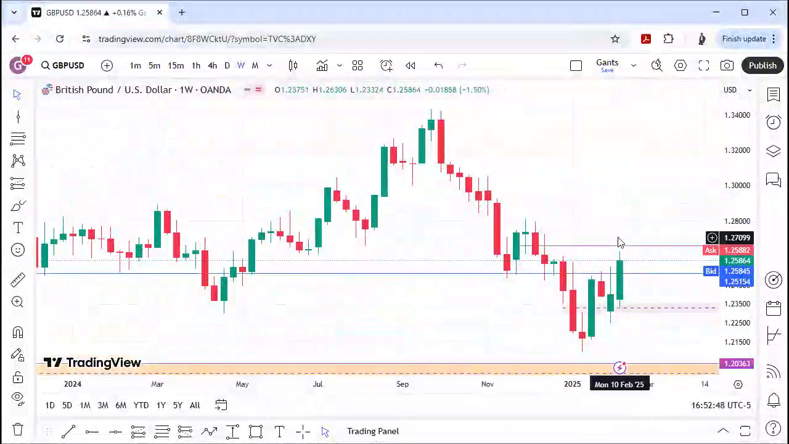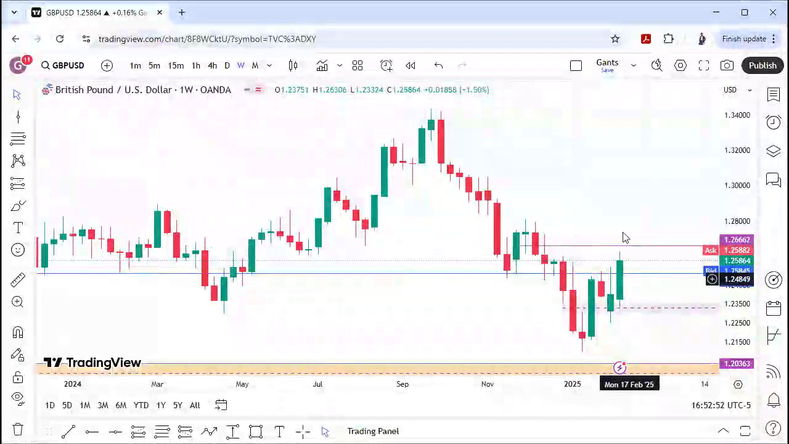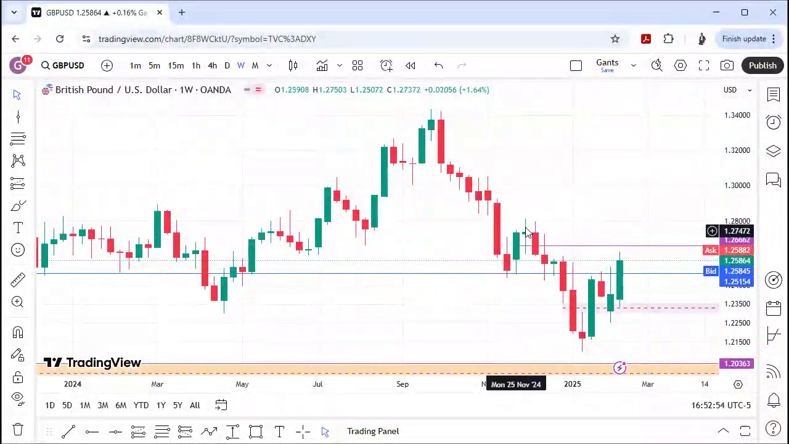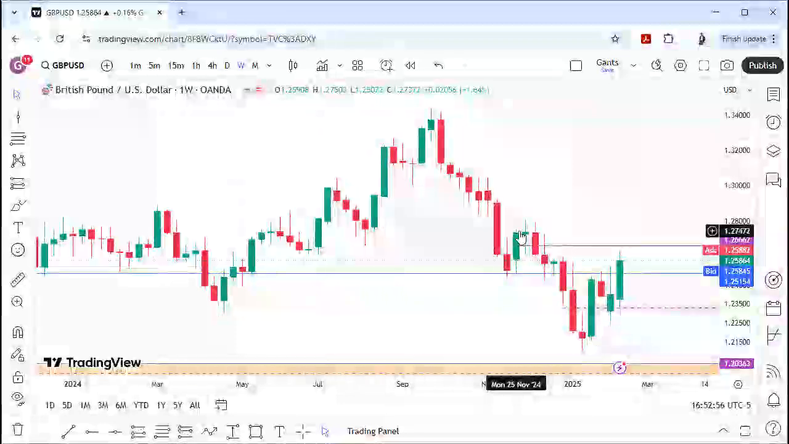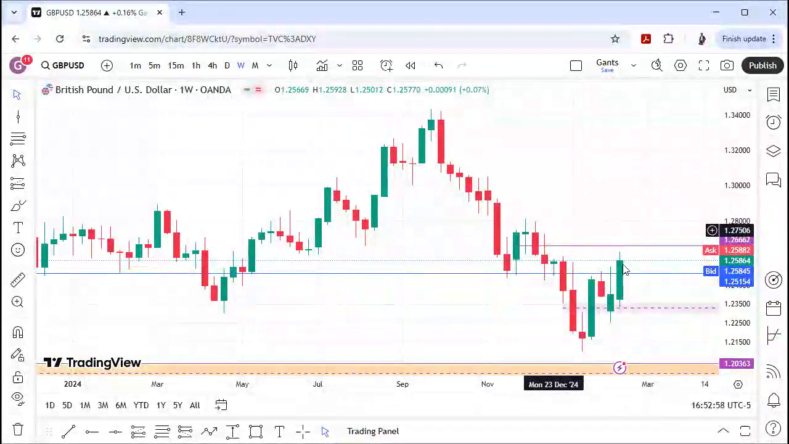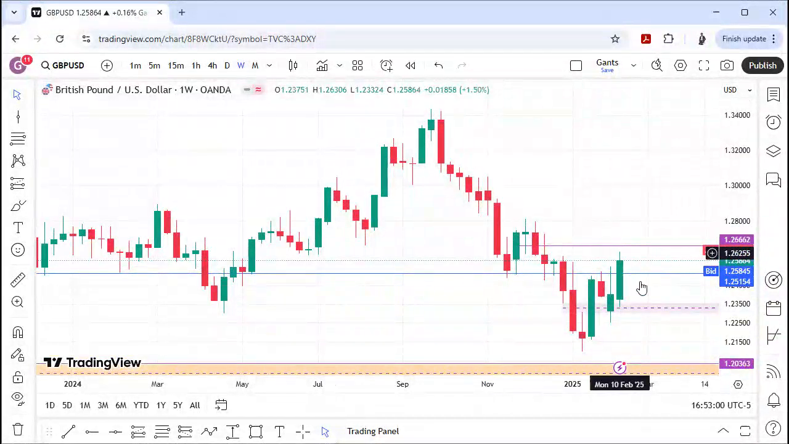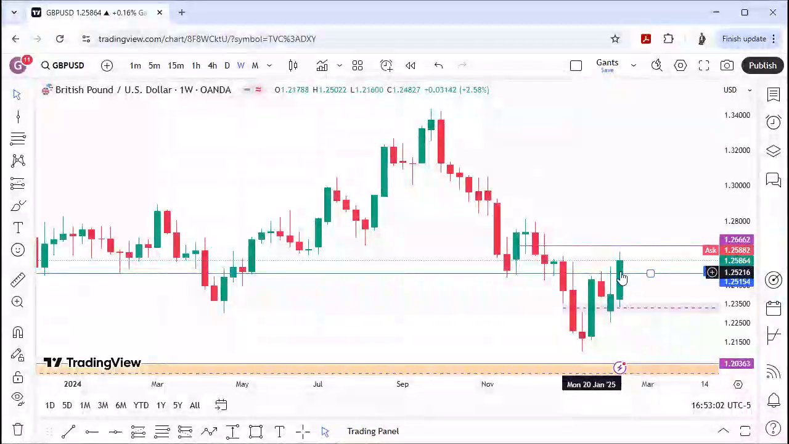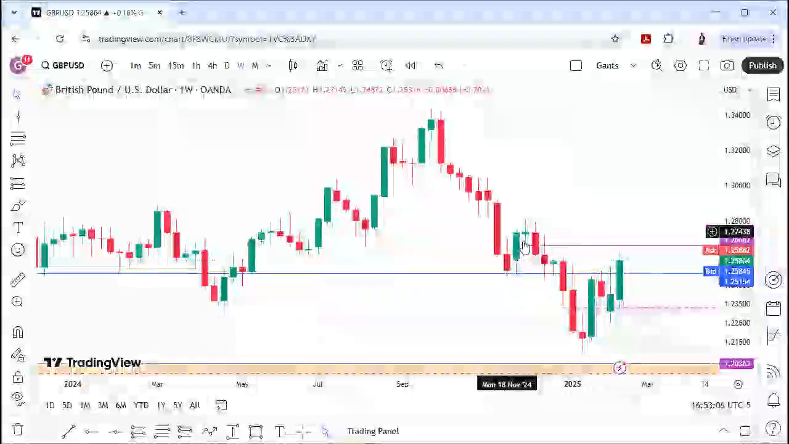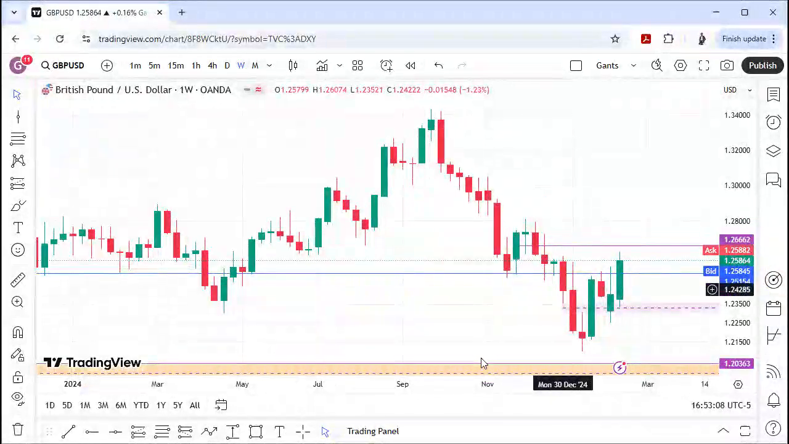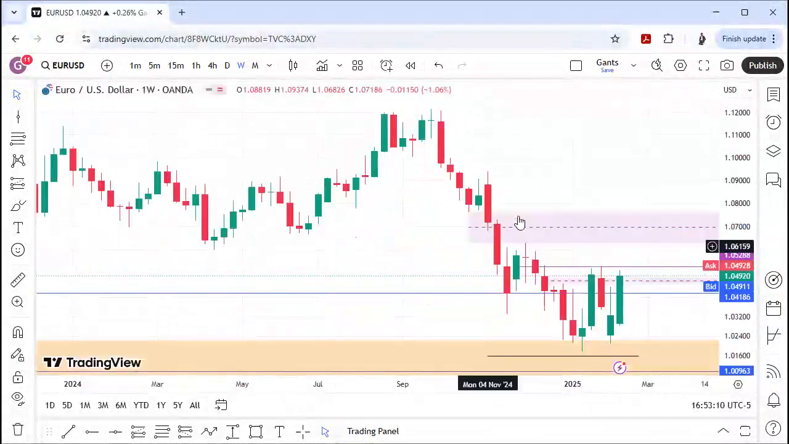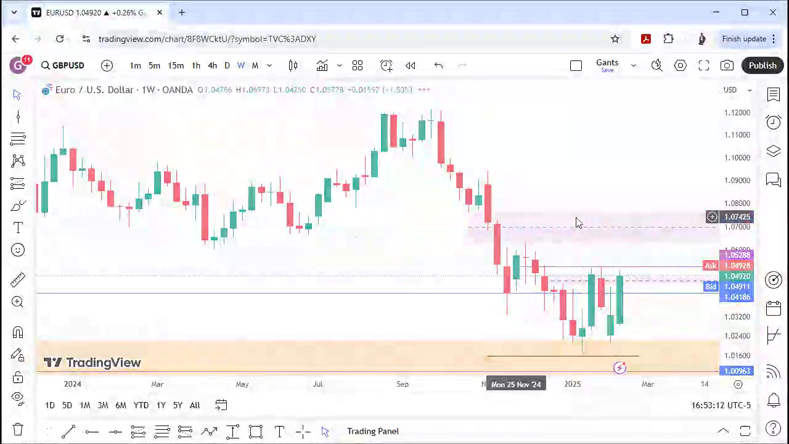Cable was also bullish. The next point of call, I want to see trade through the rejection block, trade to the rejection block. So these are targets here. The mean threshold was respected, but I don't think that that would be the case.